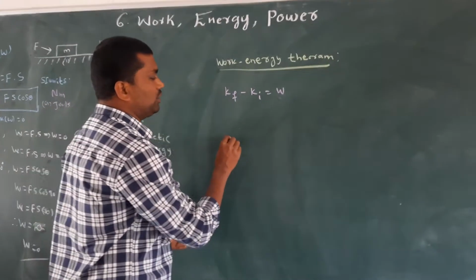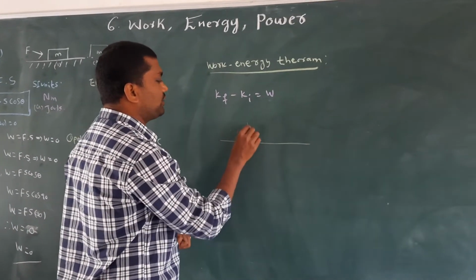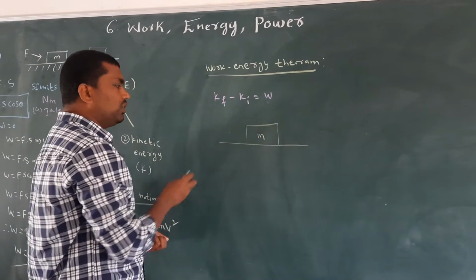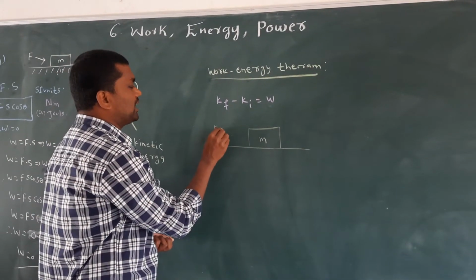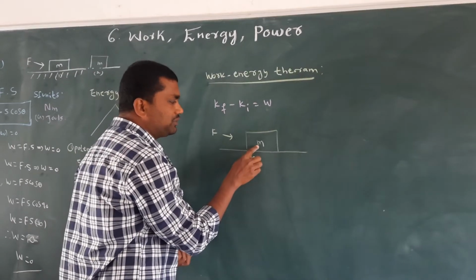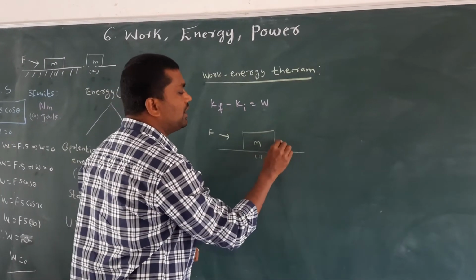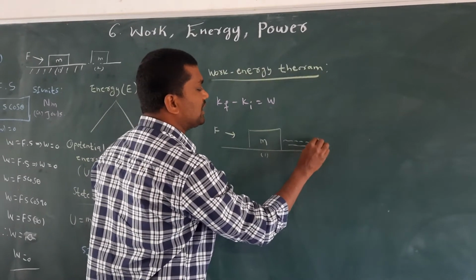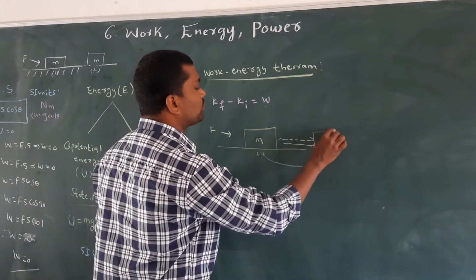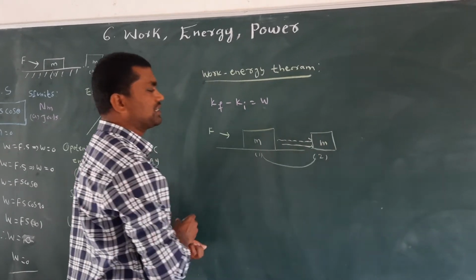Let us take a surface. On this surface we take an object. The object mass is m. On this object we apply some force F. So F is the applied force on the object. The object will travel in a straight line, changing position from 1 to 2, and the object mass remains constant.